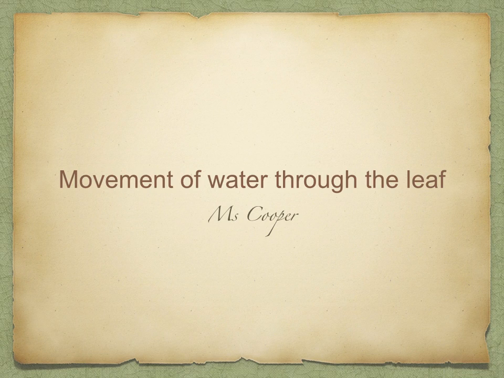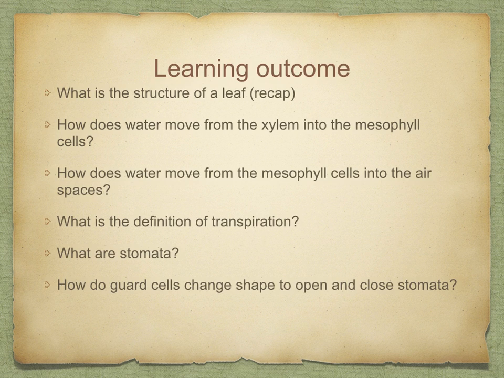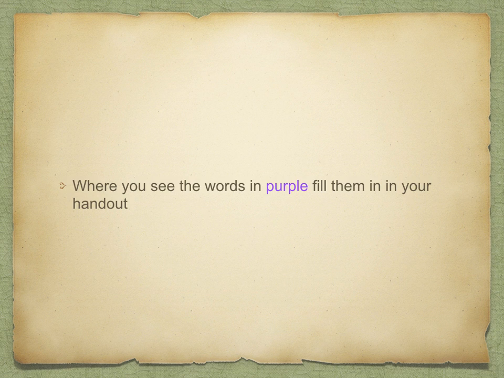In this topic, we're going to discuss the movement of water through the leaf. So just a recap of the structure of the leaf, which we've done in a previous lesson, and then how water moves from the xylem in the leaf into the mesophyll cells, and then from the mesophyll cells into the air spaces, and you need to know the definition of transpiration. We're also going to look at stomata and how guard cells change shape to open and close the stomata. So where you see the words in purple, you need to fill these in your handout.